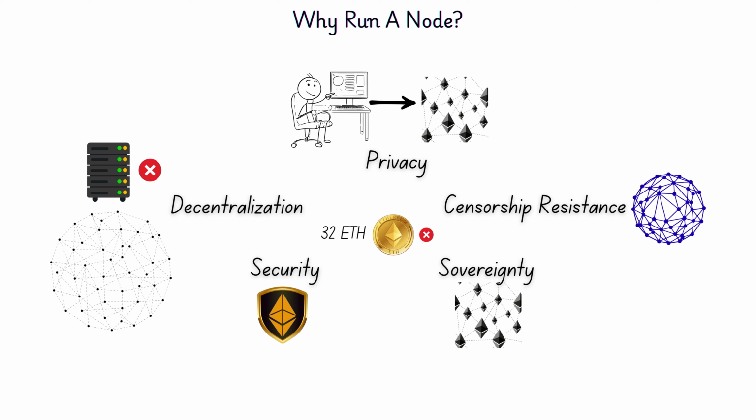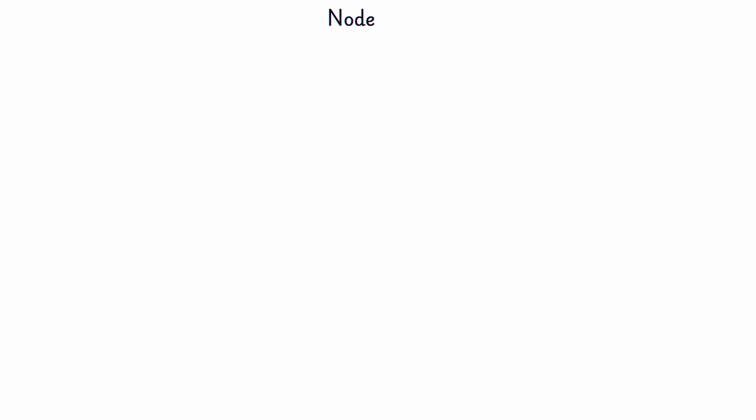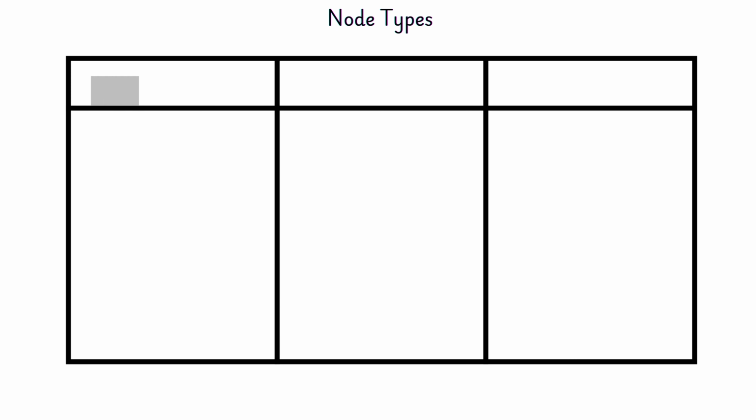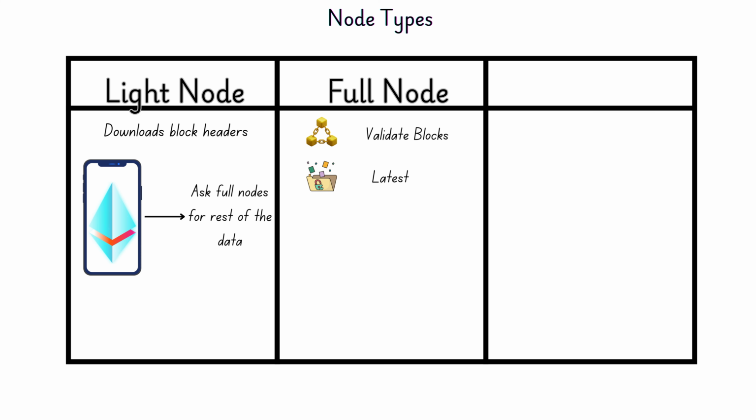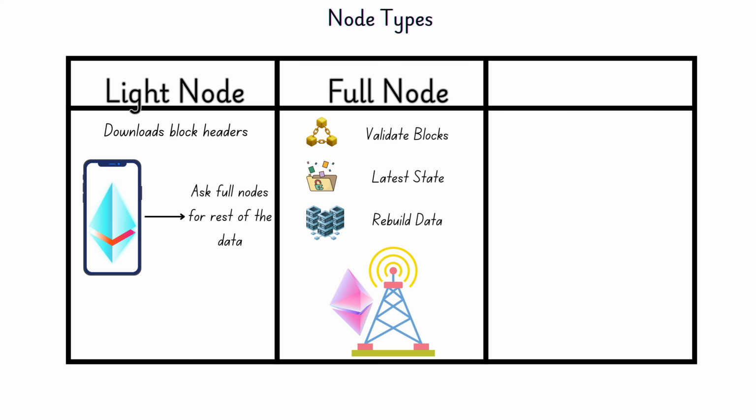So now that you know why you'd want to run a node, let's break down the different types of nodes you can actually run. Broadly, there are three types of nodes. A light node is the lightweight option. It only downloads block headers and asks full nodes for the rest of the data, making it perfect for phones or low-power devices. A full node is the standard. It validates blocks, keeps the latest state, and can regenerate older data if needed. This is what most people run, and it's ideal for wallets, dApps, and validators.